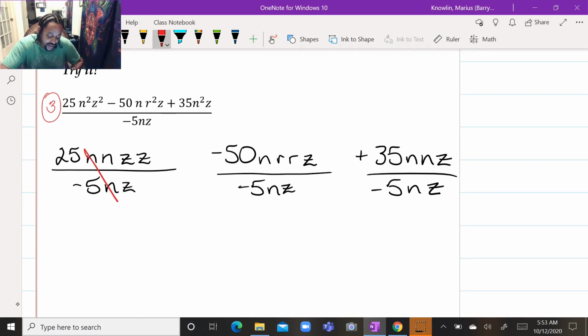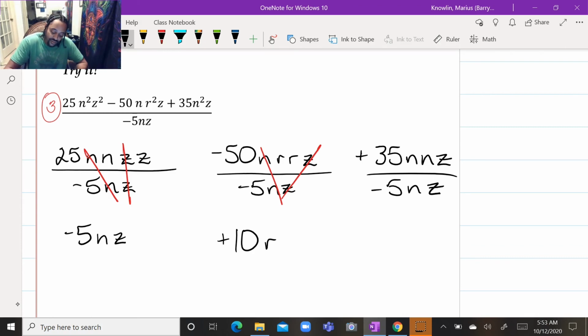So n cancels out there, and a z cancels out there. 25 divided by negative 5 is negative 5, and we still have an n and a z. Over here, we're going to get rid of an n and get rid of a z. We have our r's left. Negative 50 divided by negative 5 is positive 10, and then we have r squared.